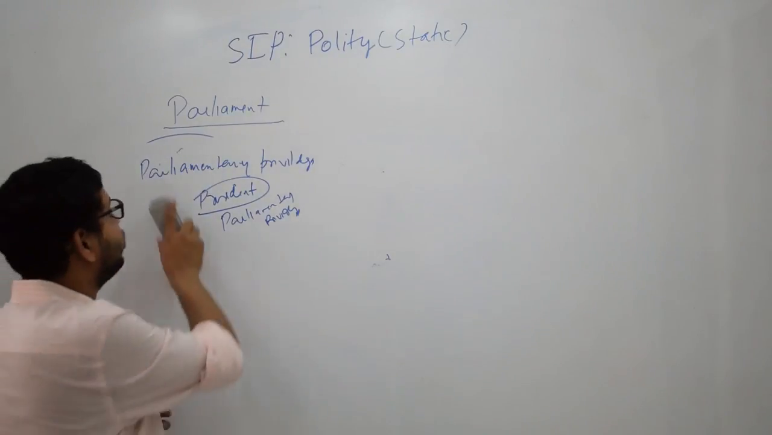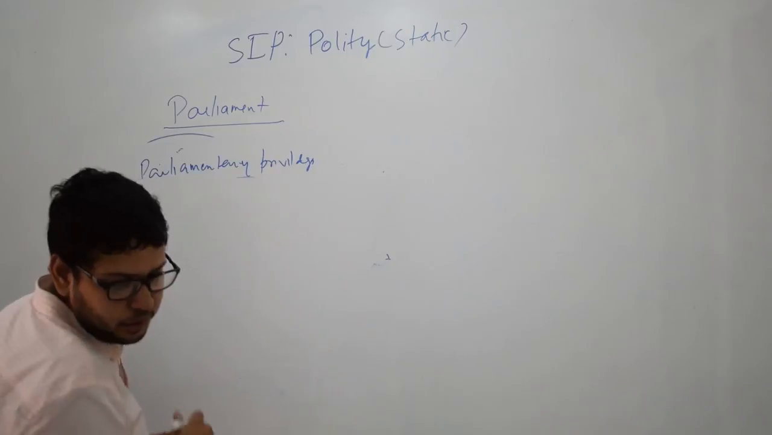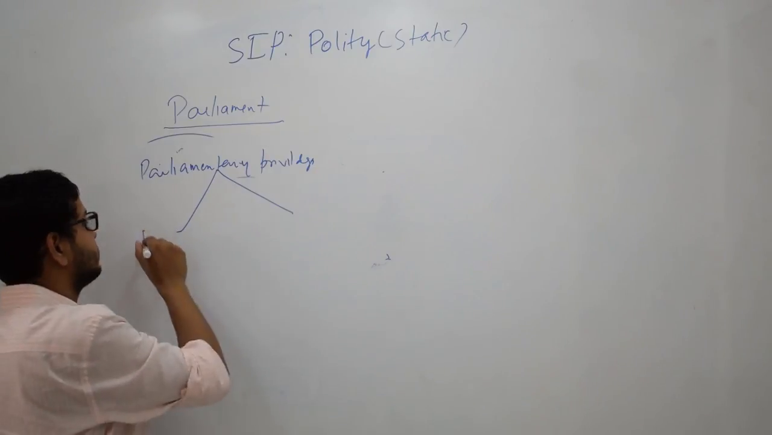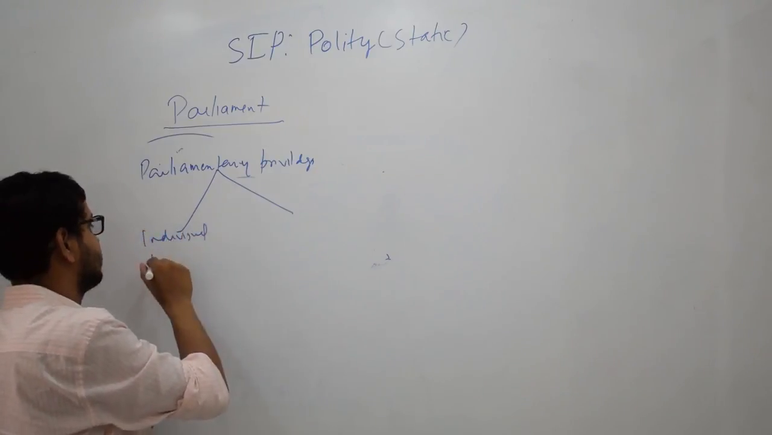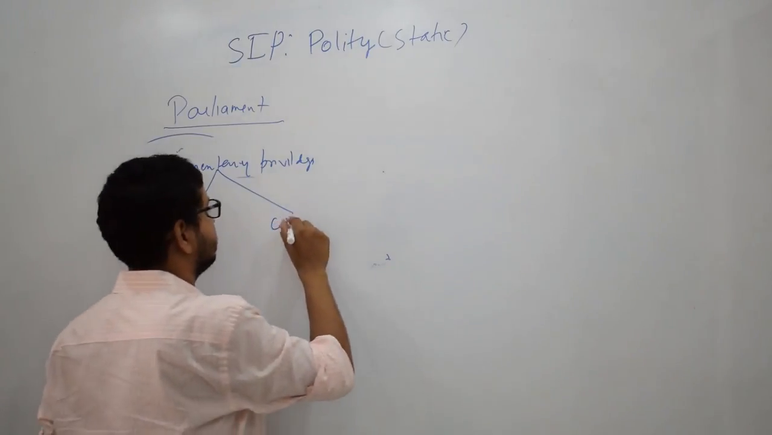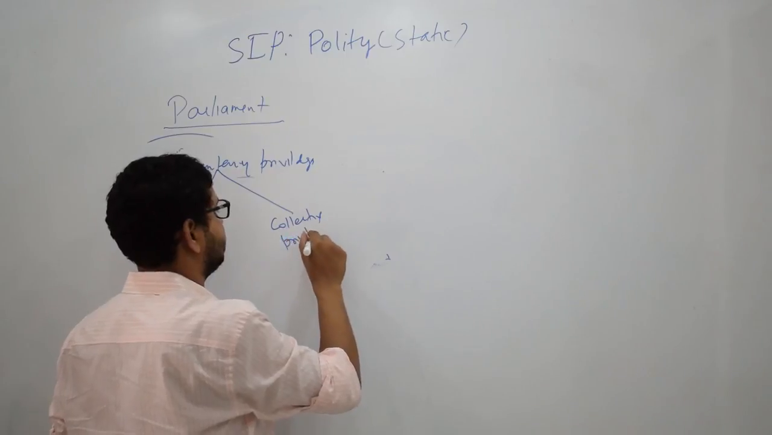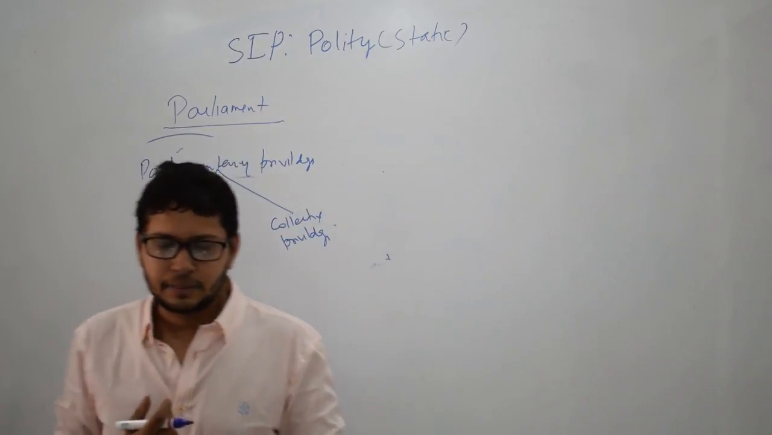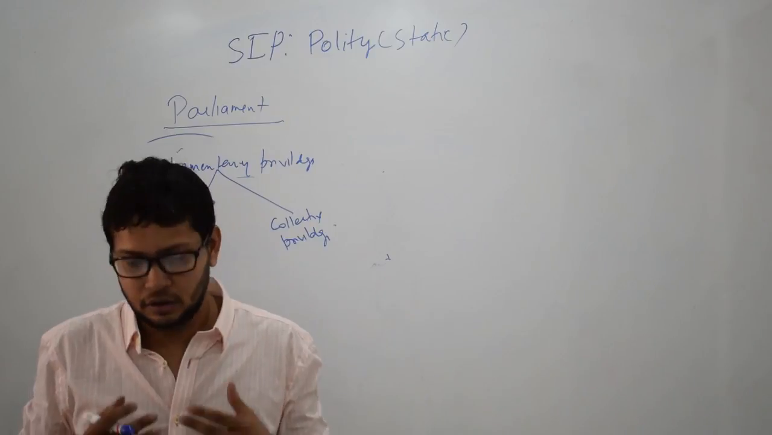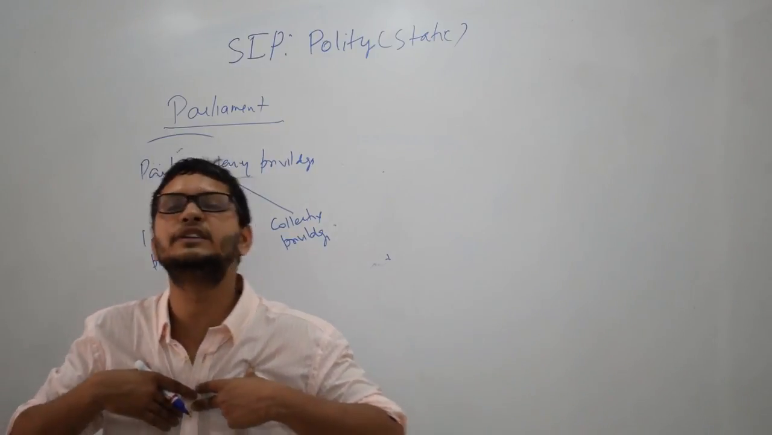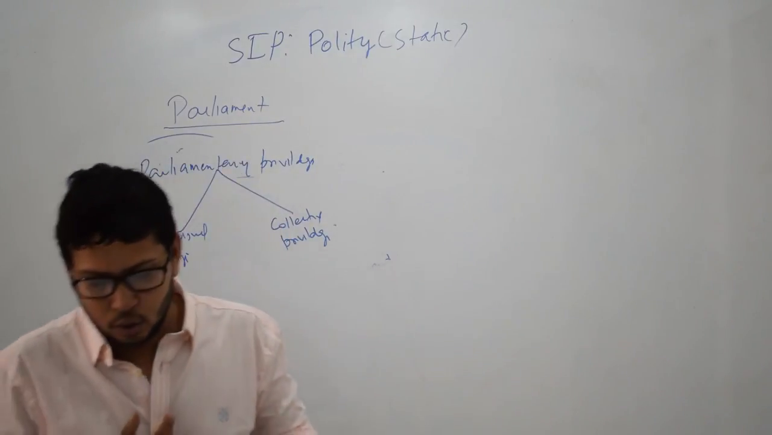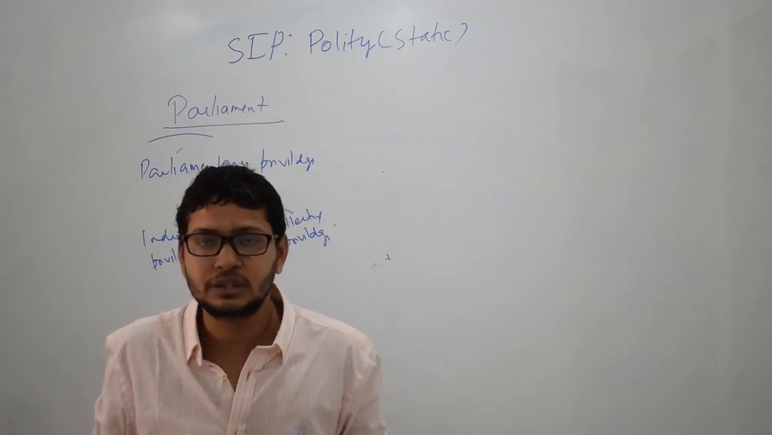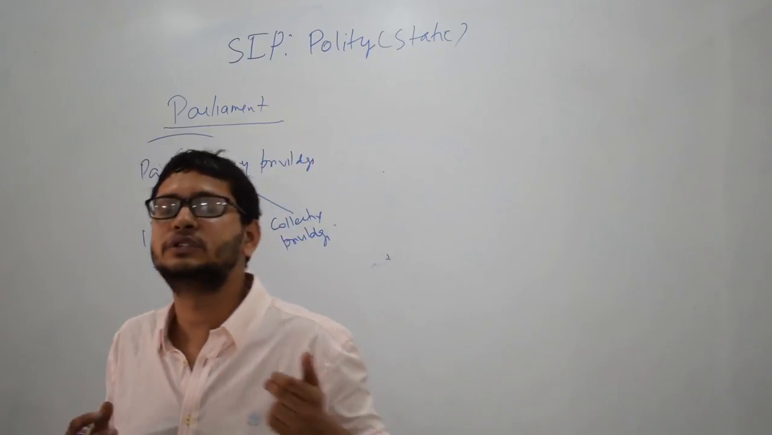This can be classified under two subheadings. One is individual privileges, and second is collective privileges. Collective privileges are privileges belonging to each house of the parliament collectively. So, collectively, all the MPs enjoy these privileges. They include, first of all, that when there is any secret sitting of the house, then the media cannot publish the proceedings of the house.